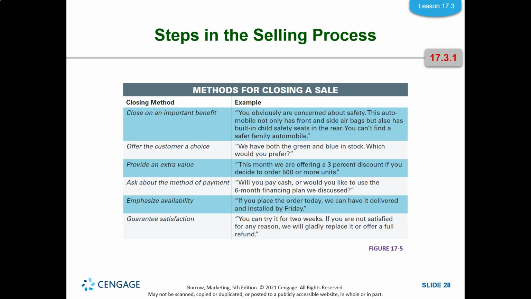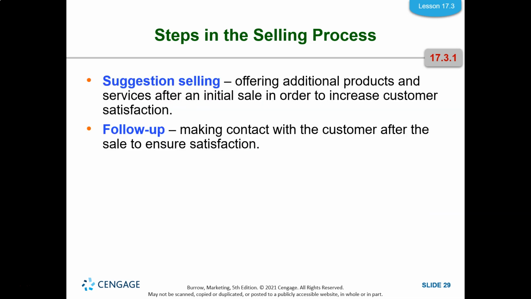So closing method, you can close on an important benefit, you can offer the customer a choice, you can provide an extra value, you can ask about the method of payment, you can emphasize availability, or you can guarantee satisfaction, or any combination of those things. And it's going to be different for every customer. Some customers could care less about extra value, and some people really are looking for the method of payment to be something that's important.